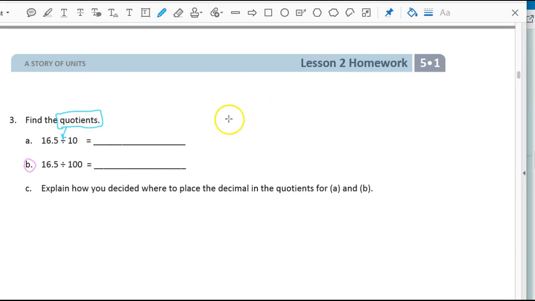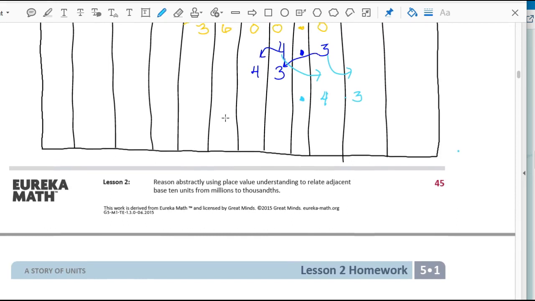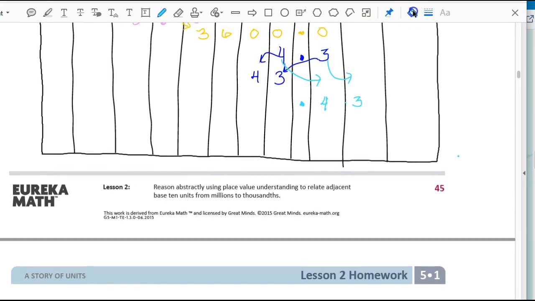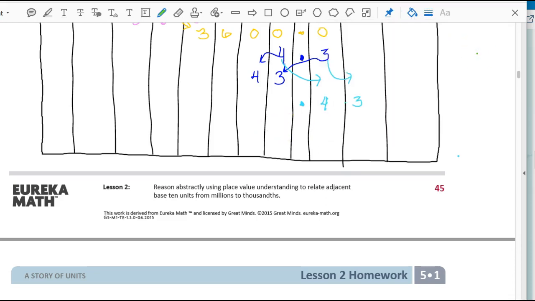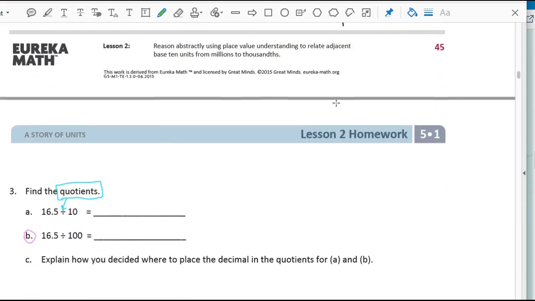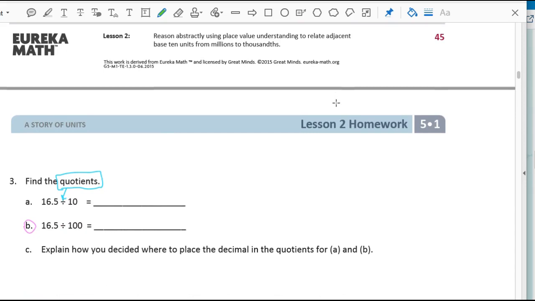So in this case, if we've got our number chart, we are starting with 1, 6, and 5 tenths. 1, 6, or 16, and 5 tenths. Will you do a different color again? Let's go with green this time. So here's our 1, our 6, and our 5 tenths. And the very first one right here says we're dividing by 10. The one that I circled says we're dividing by 100.